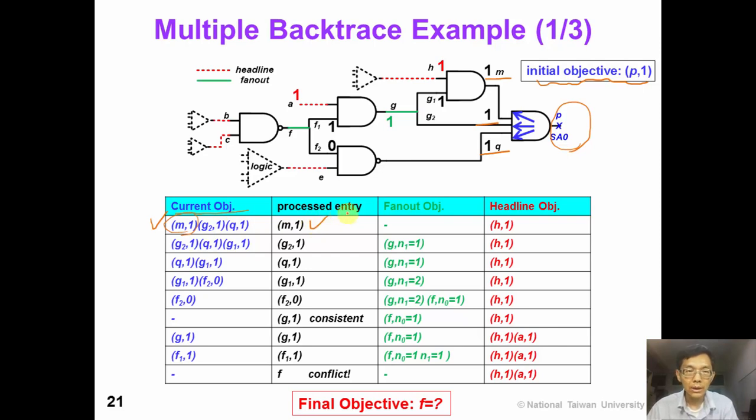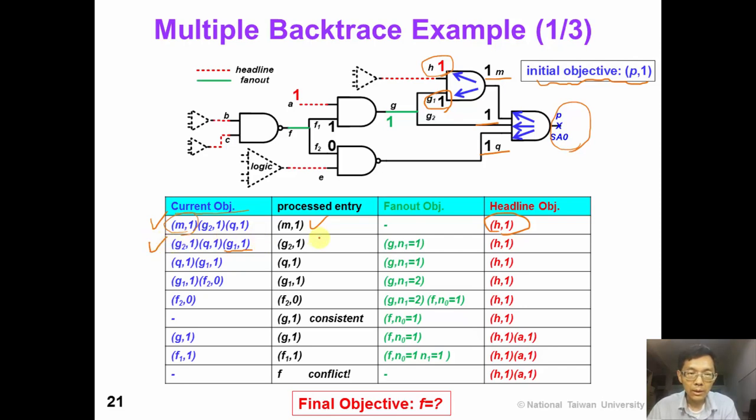We process the first objective. Because this is a non-controlling value, H equal to 1 is our headline objective. In this picture, red dashed lines such as H and A indicate headlines where we can make decisions. And G1 equal to 1 is pushed into our queue, waiting to be processed later.